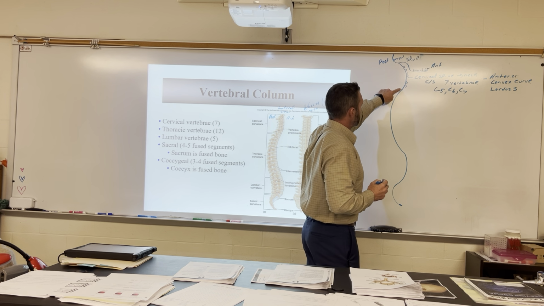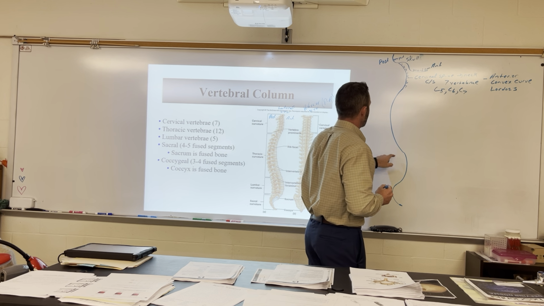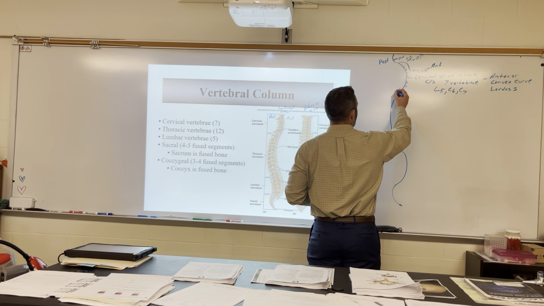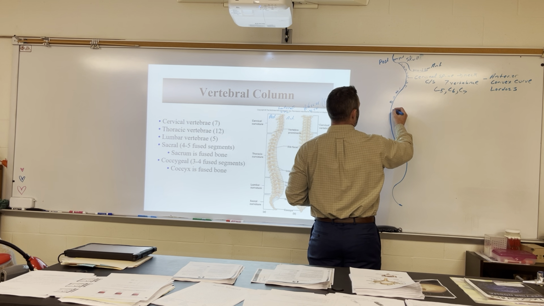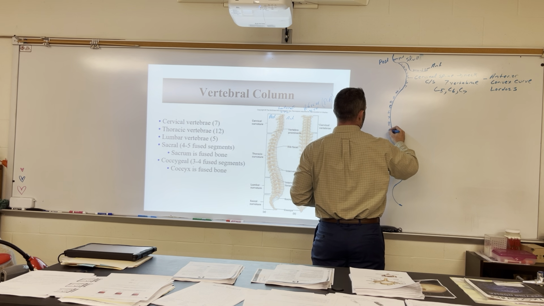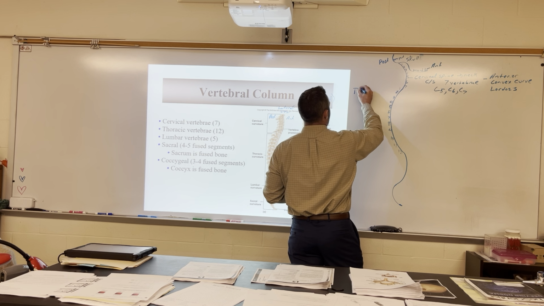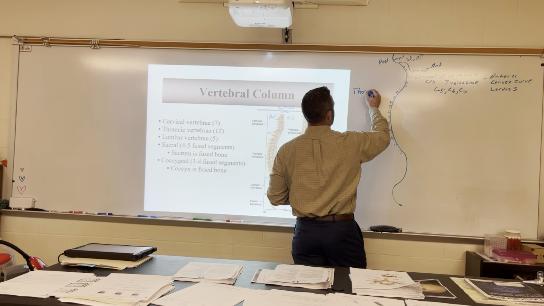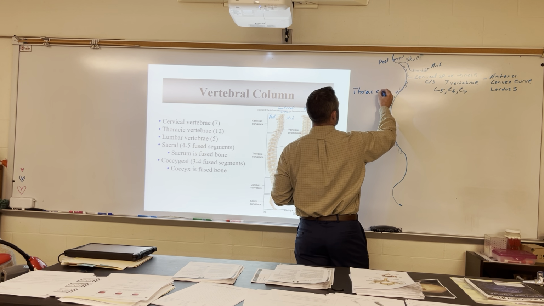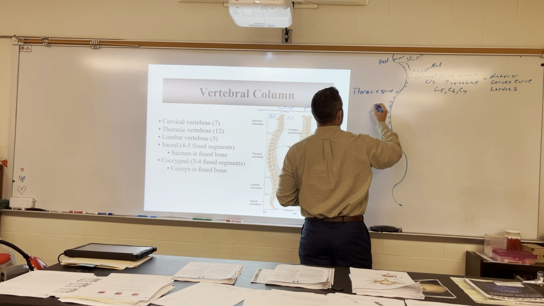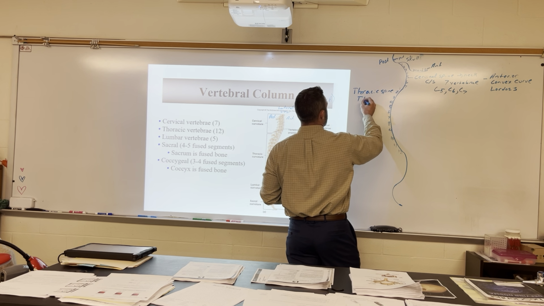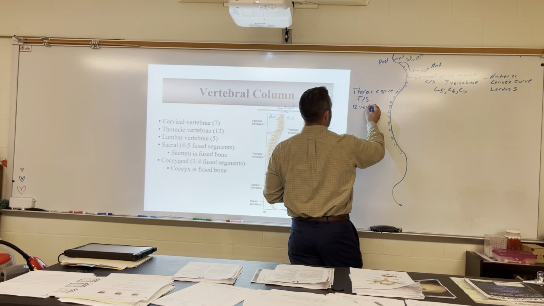Now, once we get to C7, below that, now we get into our thoracic spine. Our thoracic spine has 12 vertebrae. Okay, so I'm going to write thoracic over here. Our thoracic spine, we can abbreviate as TS. We have 12 vertebrae.